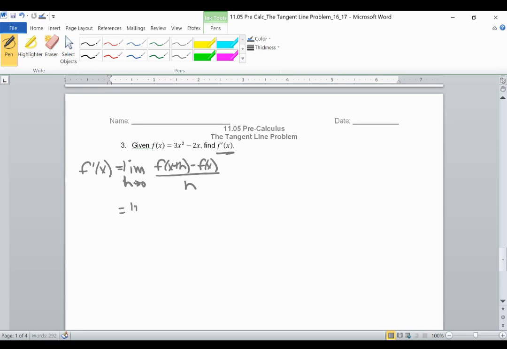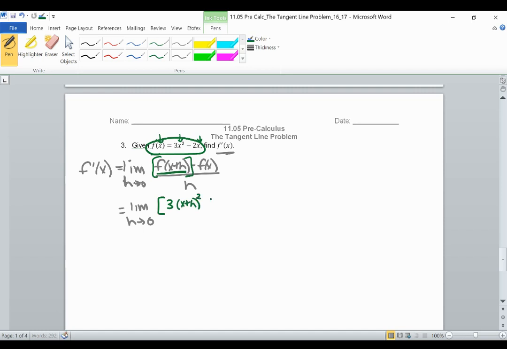We're going to write that out every time. So first we need to find the expression to represent f of x plus h. So everywhere we see an x, we're going to put in x plus h. So this is right here, so I'm going to do that in brackets. So I've got 3 times x plus h, because I take out the x, replace it with x plus h, squared, minus 2x, so I take out that x, replace it with an x plus h, minus f of x. Well, f of x stays the same, 3x squared minus 2x, all over h.